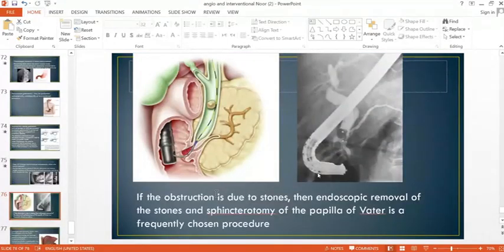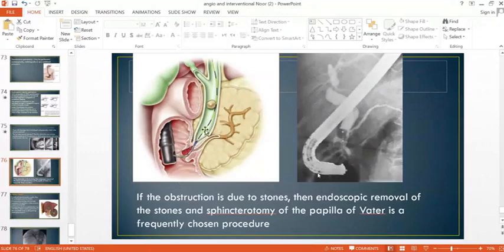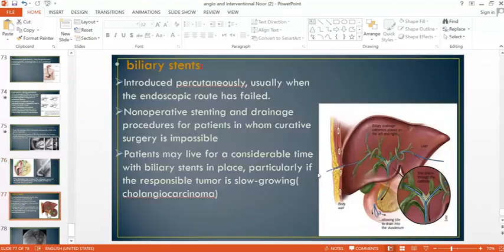If the obstruction is due to stones, then endoscopic removal of the stones and sphincterotomy of the papilla of Vater is frequently the chosen procedure, for free passage of the stone into the duodenum. And for malignant obstruction due to tumor, it is by putting a permanent stent across the stricture if it is surgically non-resectable, and most cholangiocarcinomas are advanced and surgically non-resectable.